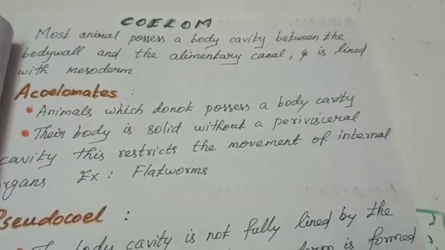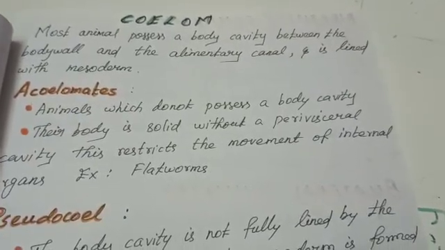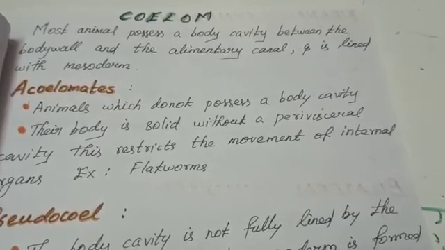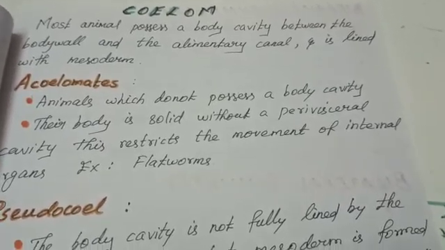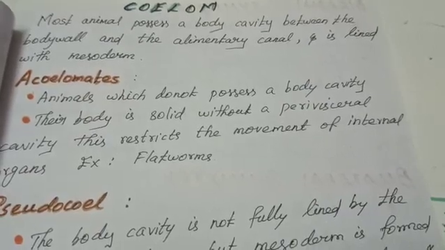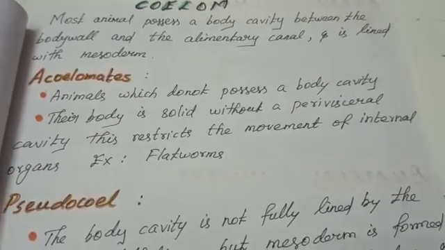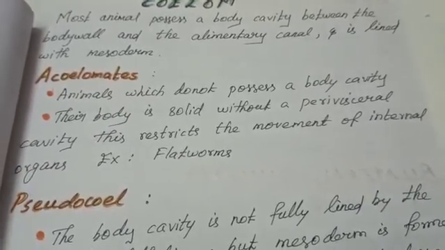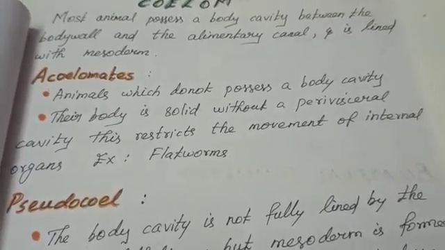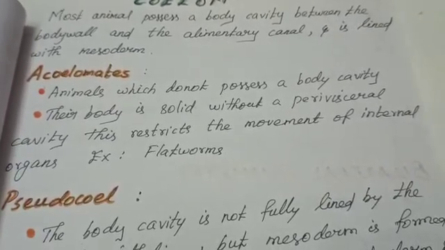The next topic is coelom. So what is coelom? Most animals possess a body cavity. The body cavity is called coelom. It is present between the body wall and the alimentary canal, and it is lined with mesoderm. So the body cavity between these layers is called coelom.